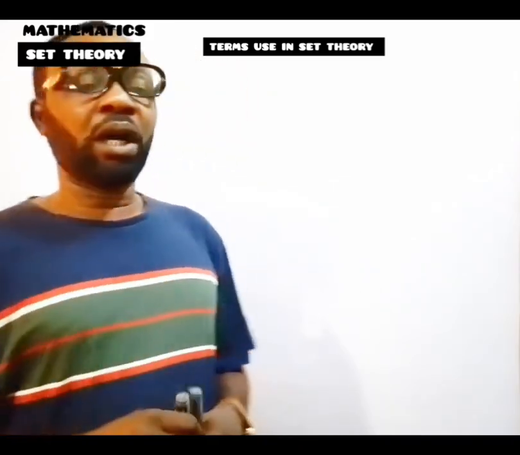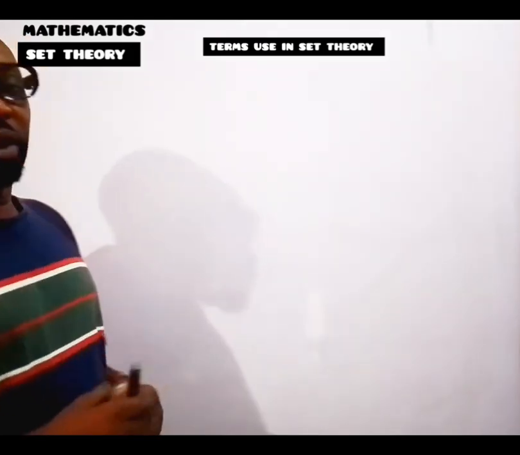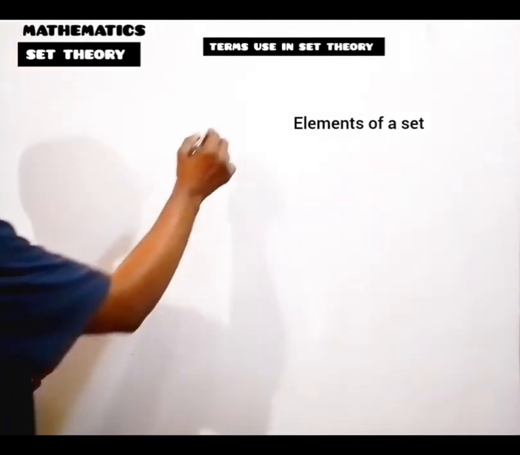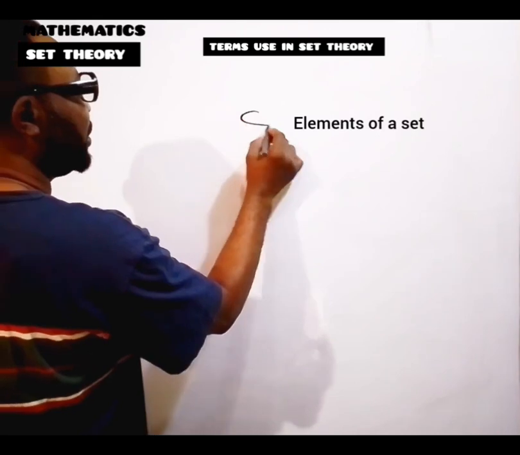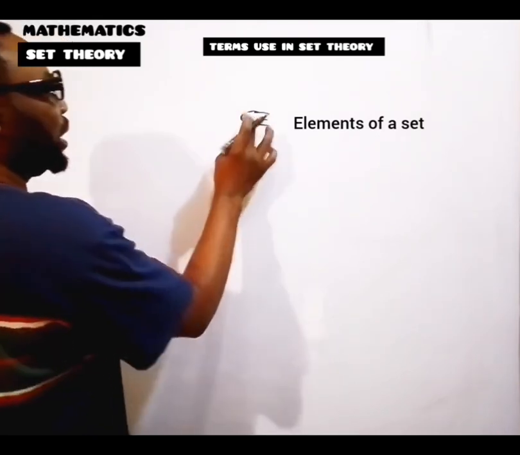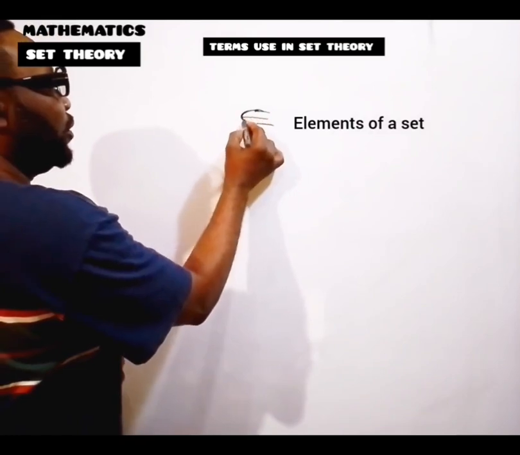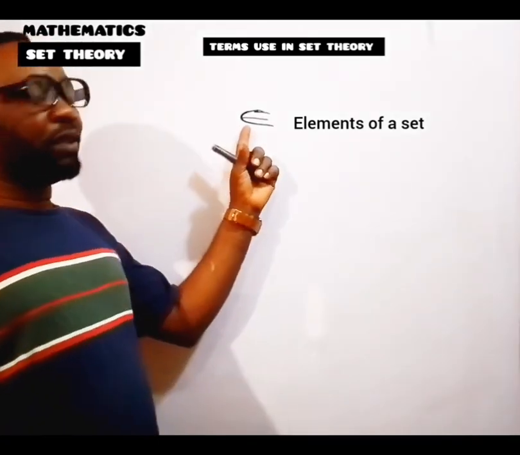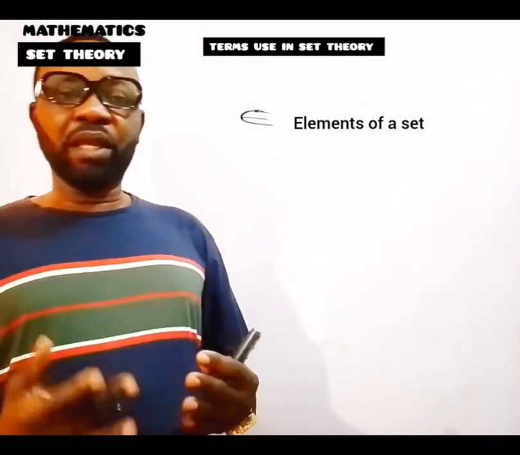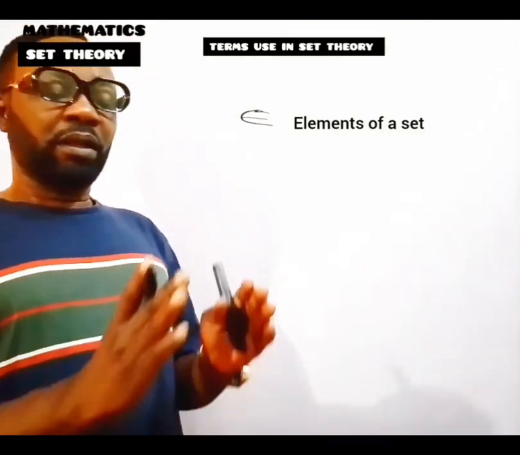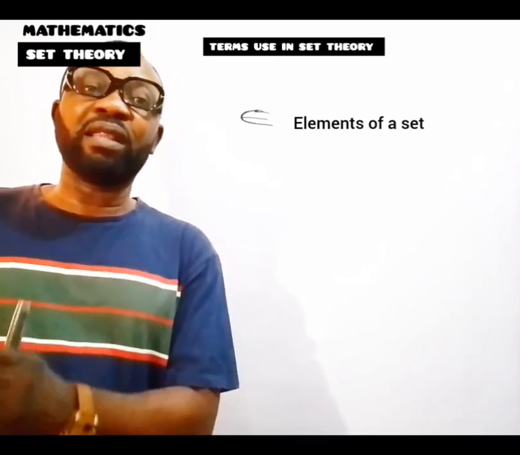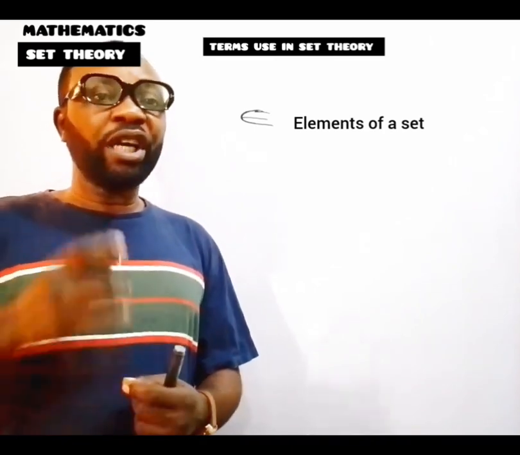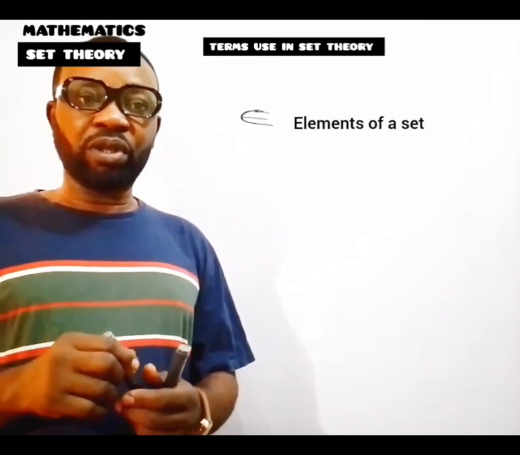Now, the first one among the terms of set theory is called the element of a set. The element of a set is given with this symbol. Look at the symbol. This is the symbol of element of a set. Now, what is the meaning of this? The meaning is simply that those values that are inside the given set are each an element of such a set.